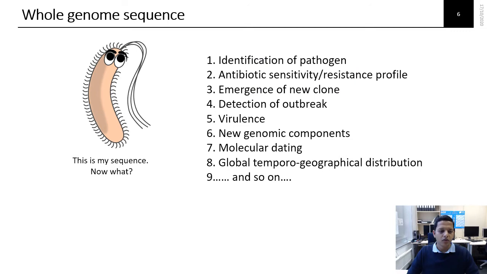In this presentation, I would like to show you how we can use whole genome sequence to identify a bacterial pathogen in an accurate manner. How we can use the antibiotic sensitivity or resistance profile, how we can analyze a clone, whether this is a new clone or an outbreak clone, what their virulence characteristics are, what the genomic components of pathogens are, how we can know when this bacterial isolate emerged, and if it emerged, whether it is present across the globe.